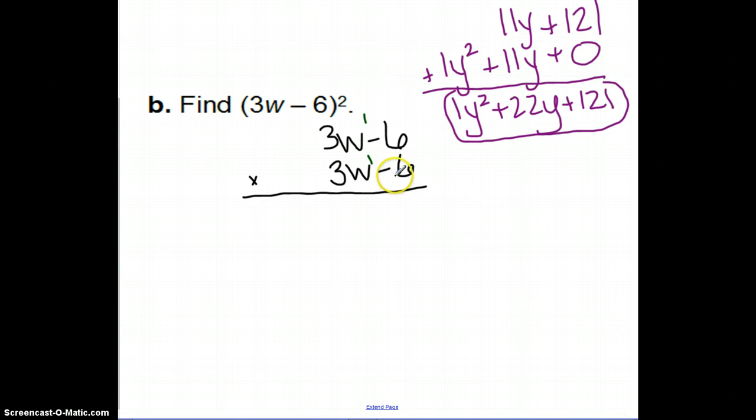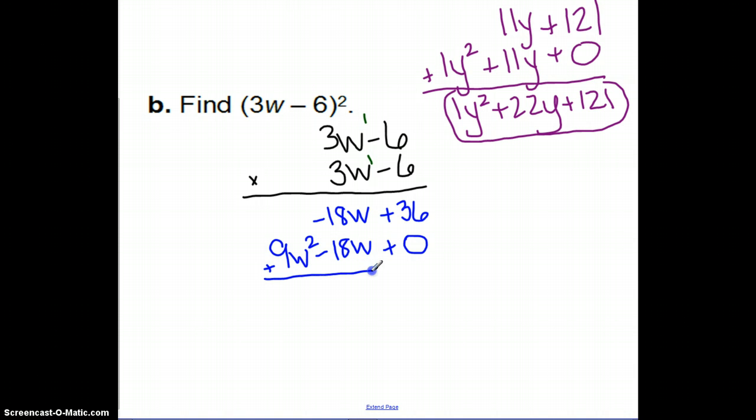So if I go through to multiply this now, negative 6 times negative 6 is positive 36. Negative 6 times 3w is negative 18w. Add my 0. 3w times negative 6 is negative 18w. 3w times 3w is 9w squared. So 9w squared minus 36w plus 36.